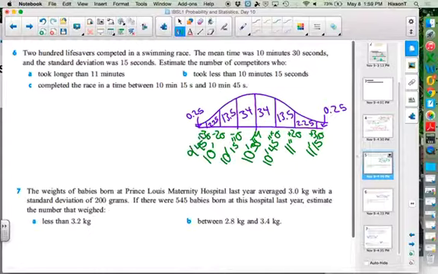So, the difference in this problem is the fact that they aren't asking for the percent. We're looking for a number of competitors. So after we figure out the fact that 2.5% took longer than 11 minutes, then what do we do with that? Multiply it by 200 lifesavers, because it's 2.5% of those racers. So that would be 5 people.